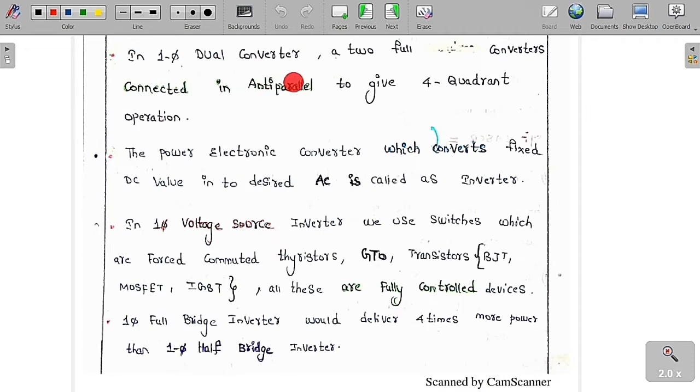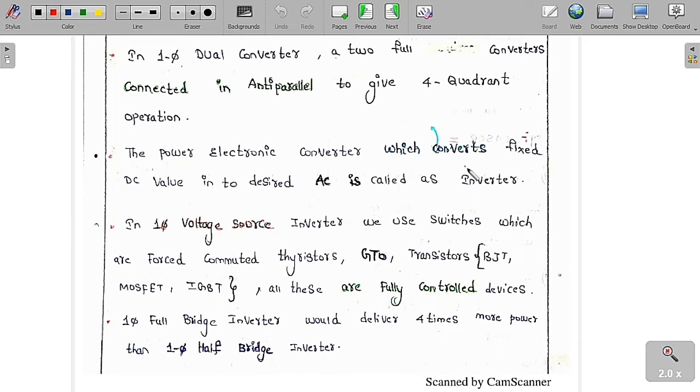In a single phase dual converter, two full converters are connected antiparallel to give four quadrant operation. I have already told you about the single phase dual converter. If you keep the two full converters back to back or antiparallel, it is going to give you four quadrant operation, which is called the single phase dual converter.